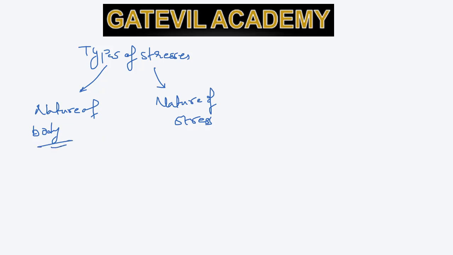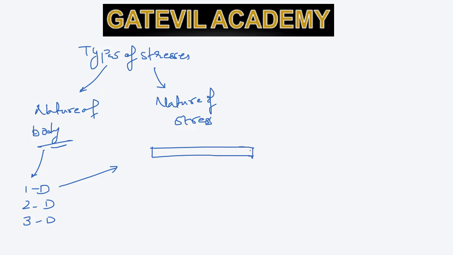When we say nature of body, the types of stresses can be one dimensional, two dimensional, or three dimensional. Now let's see what is one dimensional stress. When the object has one dimension larger as compared to the other two dimensions, as in the case of a thin rod or a thin wire, the stresses acting along the longer direction will be nothing but one dimensional stress.